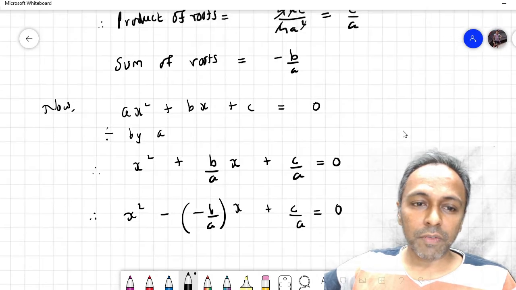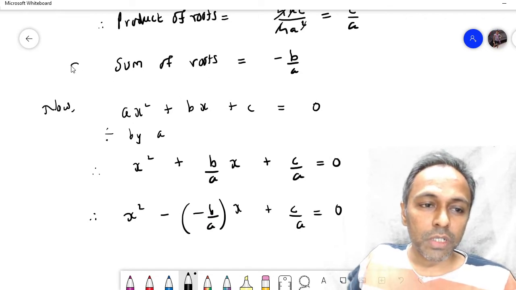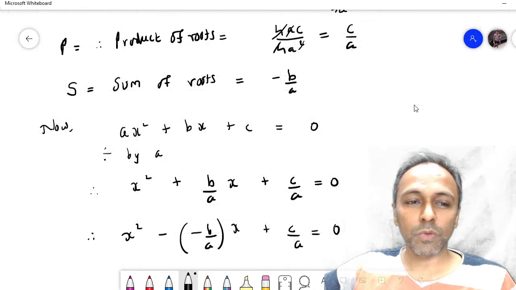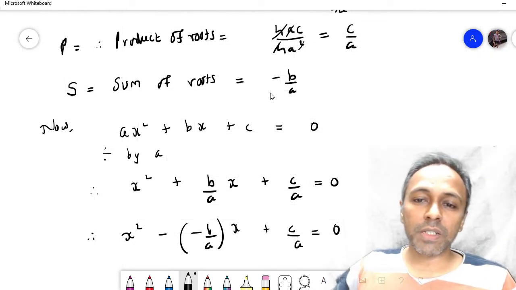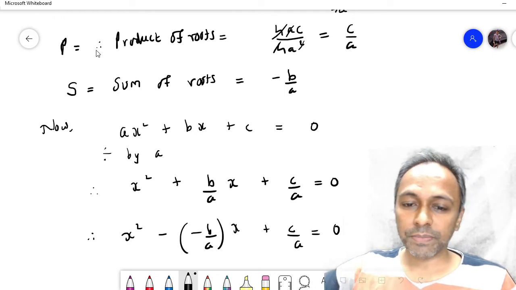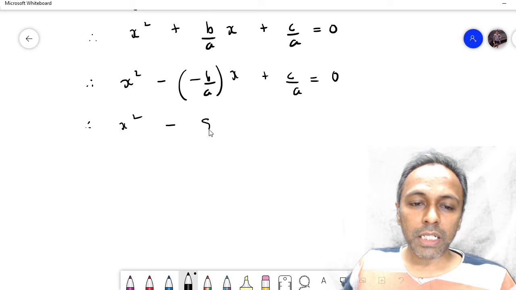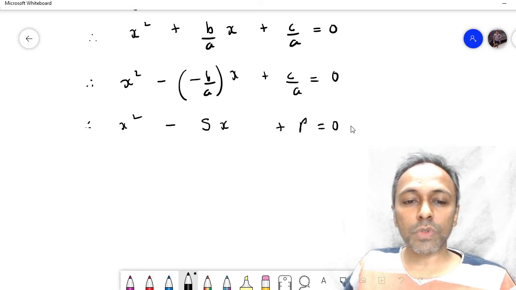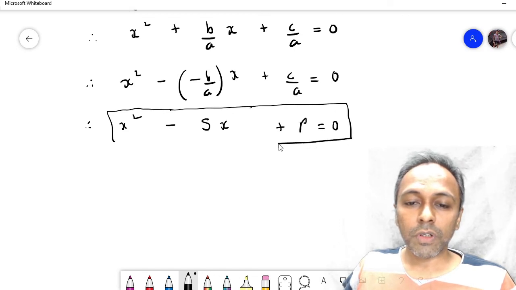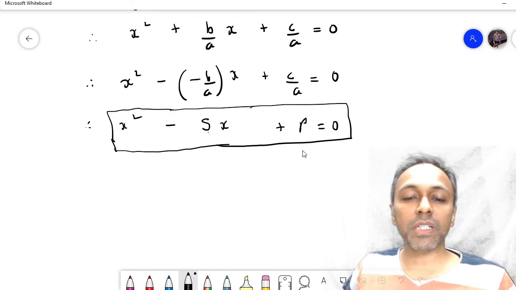But a while back we have written that minus b upon a acts as the sum of roots. Let us denote the sum with capital S, and the product of roots with capital P, just to make it shorter. So the sum of roots is minus b upon a. So this bracket will be written as S, and this c upon a can be written as P. We conclude therefore x square minus sx plus p is equal to 0. So any quadratic equation can be written in the form x square minus sx plus p equal to 0, where s stands for the sum of roots and p stands for the product of roots.